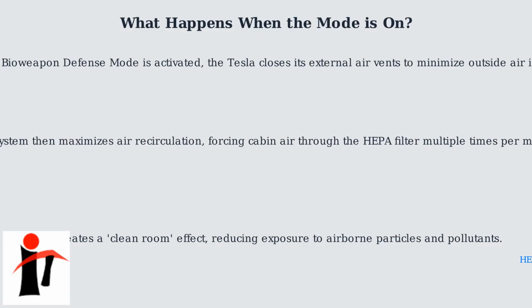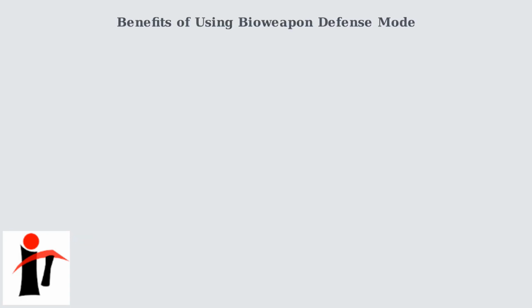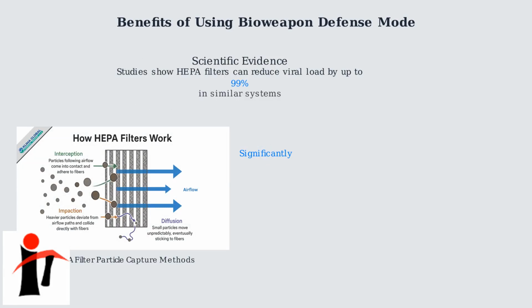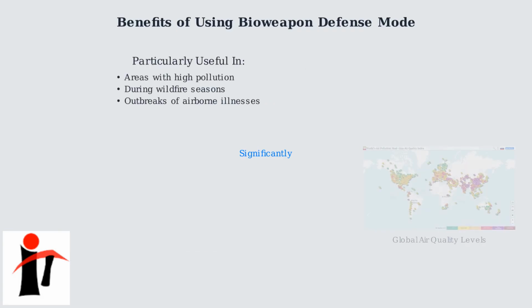microscopic contaminants. The primary benefit is significantly improved air quality inside the vehicle, protecting occupants from pollutants, allergens, viruses, and bacteria. Studies have shown that using HEPA filters can reduce viral load by up to 99% in similar systems. This can be particularly useful in areas with high pollution, during wildfire seasons, or during outbreaks of airborne illnesses.